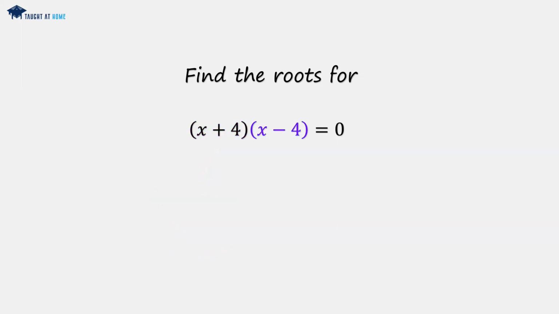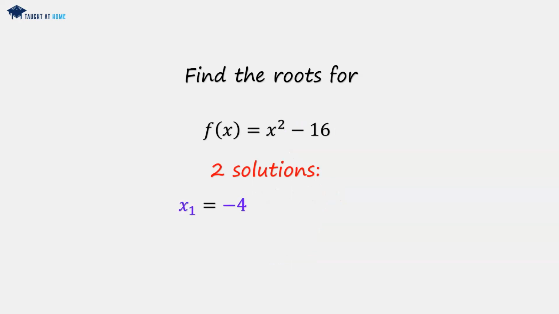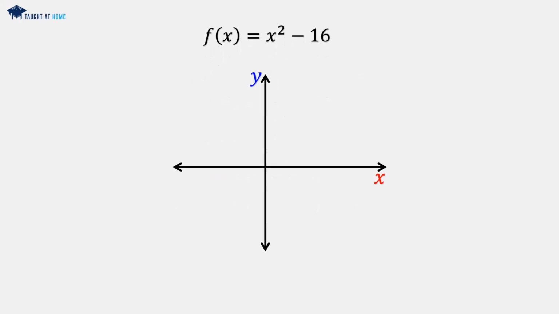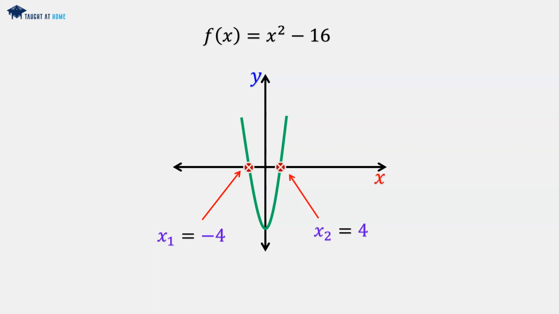Likewise, in the second bracket, we want x − 4 to equal 0. Therefore, x − 4 = 0, so x is equal to 4. So we have two solutions for the function: solution 1, x1 equals −4, and solution 2, x2 equals 4. We can see this from the plot of x² − 16. We have two solutions, −4 and 4. They are equal with opposite signs.